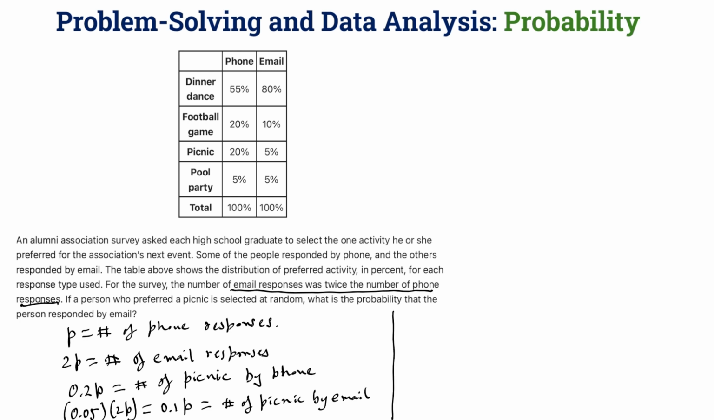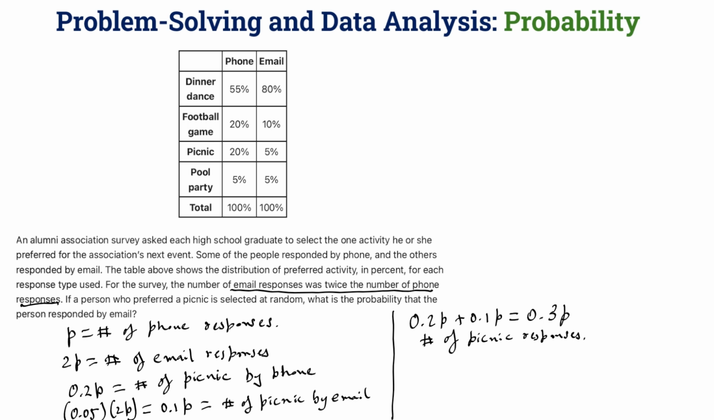So the total responses of picnic by phone and email combined is going to be 0.3p, sorry. So it's going to be 0.2p plus 0.1p, which is going to be 0.3p. And this is the total number of picnic responses.